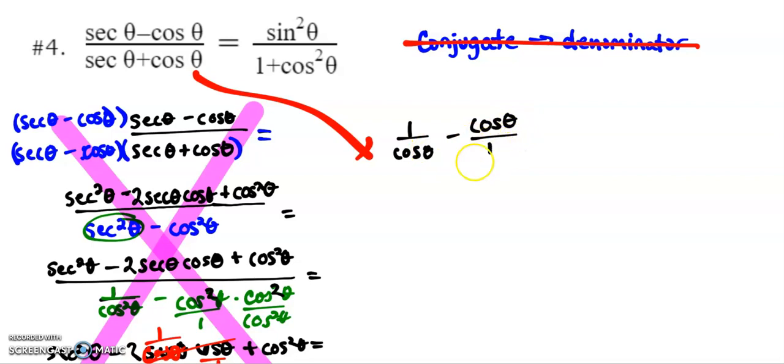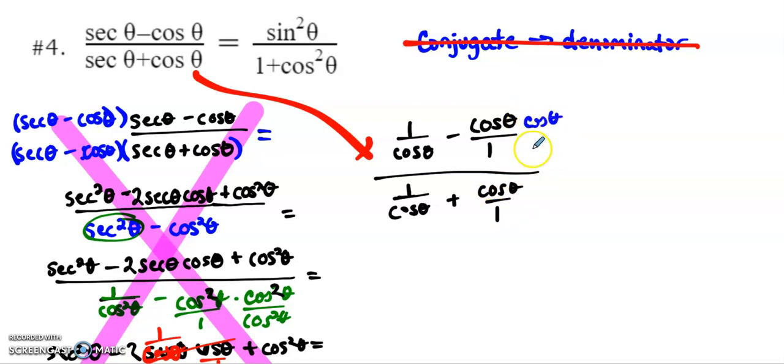Let's just take a look at this. 1 over cosine minus plus cosine over 1. Well, now I go to get a common denominator between the two terms.